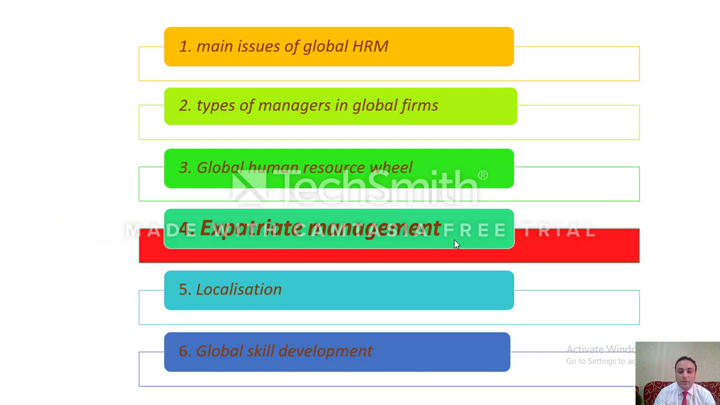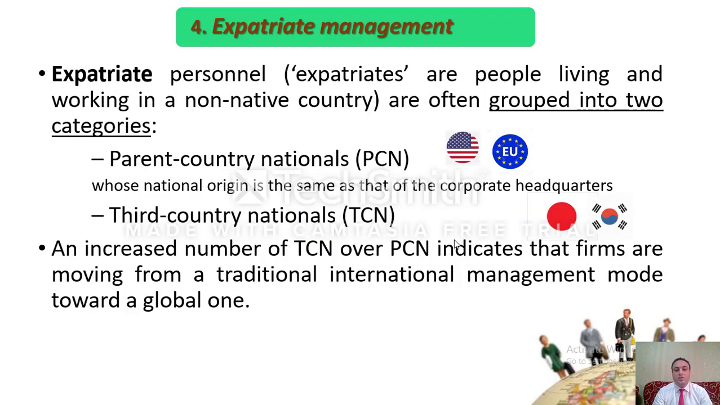So let's now move to expatriate management, which is the large proportion of our topic: how the company manages their expatriates in different countries and so on. So let's define expatriate personnel at the beginning. Expatriates are the people who are living and working in a non-native country, as we said at the beginning. But they are often grouped into two categories.